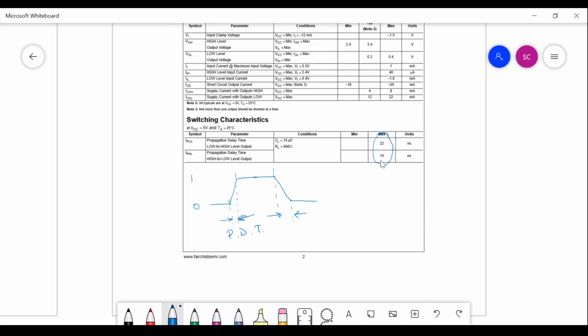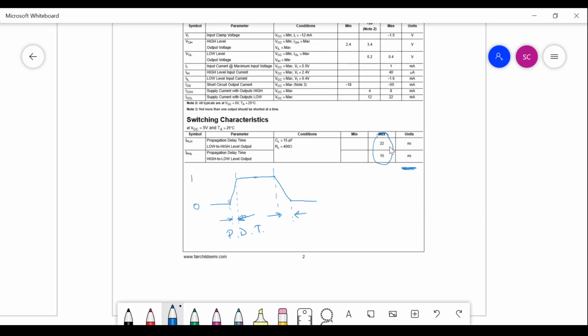Similarly, high to low, maximum it can be 15. It will not be more than 15. That guarantee is with us. Now what is that unit? The unit you see is very small actually. It is in nanoseconds. So practically it may be very insignificant.